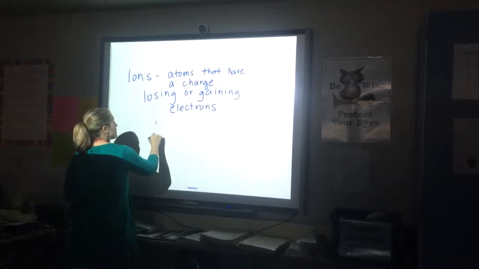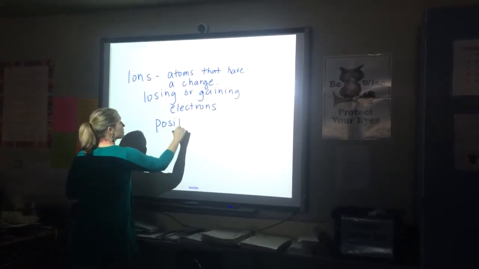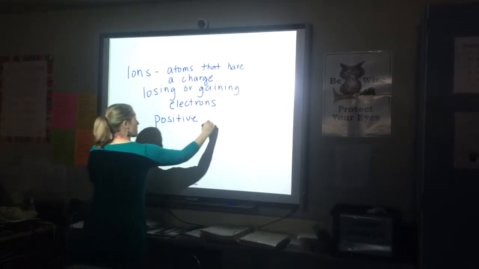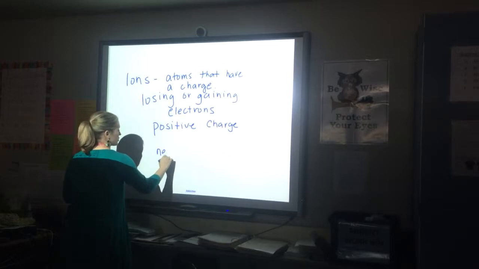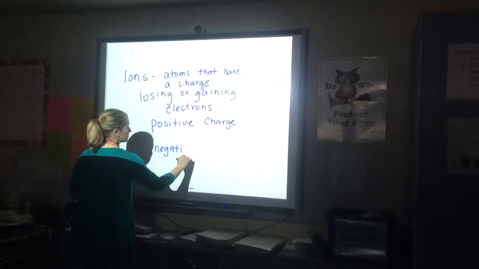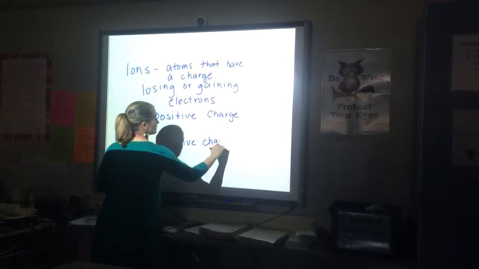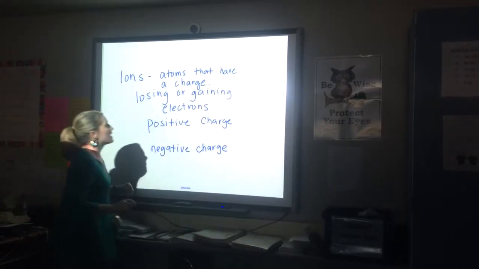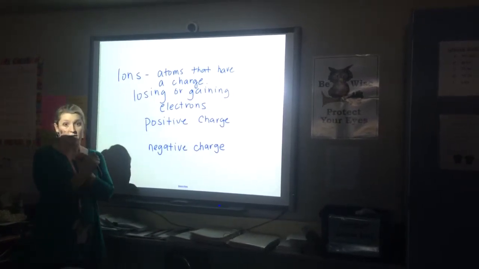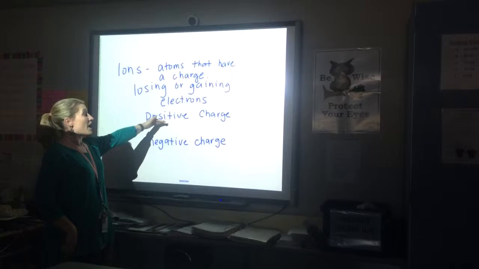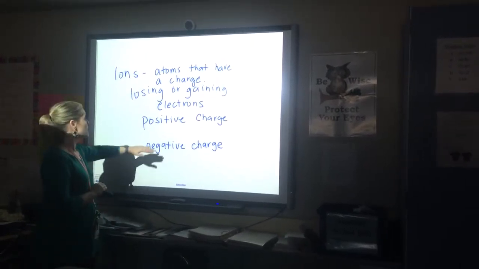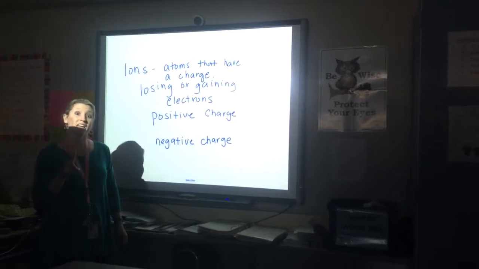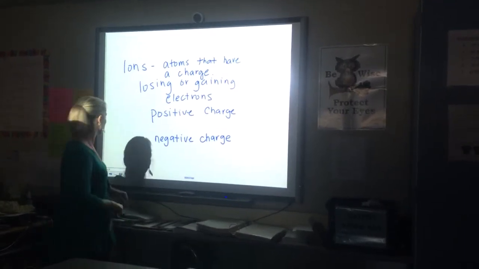They can have either a positive charge or a negative charge. Now, electrons are negative. So in order to have a positive charge, they actually have to lose an electron. To have a negative charge, they actually have to gain an electron.